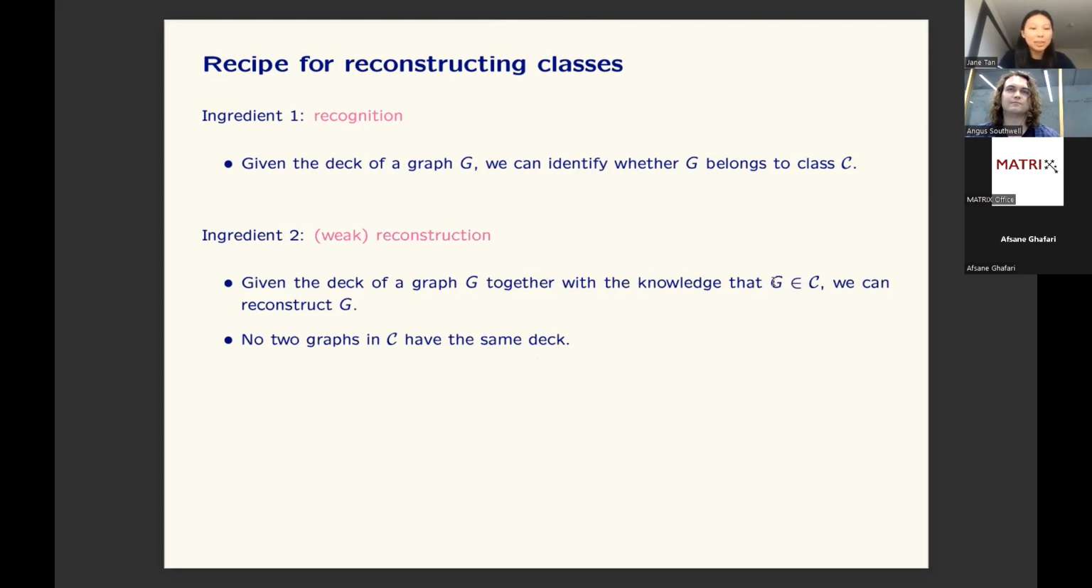And sometimes we don't really have both of these ingredients for a class that we want, so we end up just showing recognition, which usually comes out as a partial result of the type where we're giving a property that we can find. But sometimes we also get a weak reconstruction result, in which case we're just assuming that we know something's in the class, and that really helps us. So for instance, if you think of trees, that's really limiting how we can glue our cards together to reconstruct our graph, and then use that information to reconstruct.